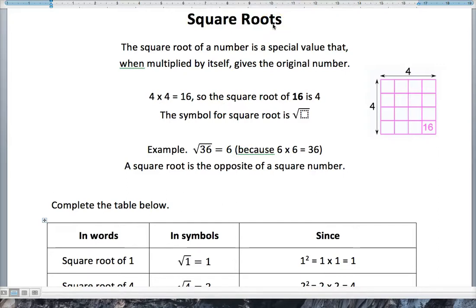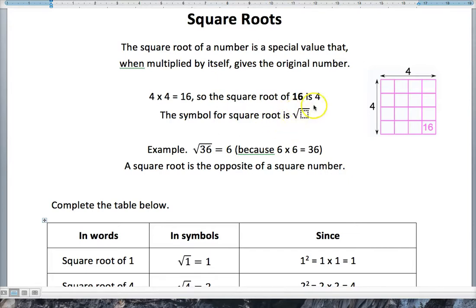So square and square root are related. Square root is sort of the opposite of squared. So the square root of a number is a special value that when multiplied by itself gives the original number. So we know that 4 times 4 is 16. So we say the square root of 16 is 4.